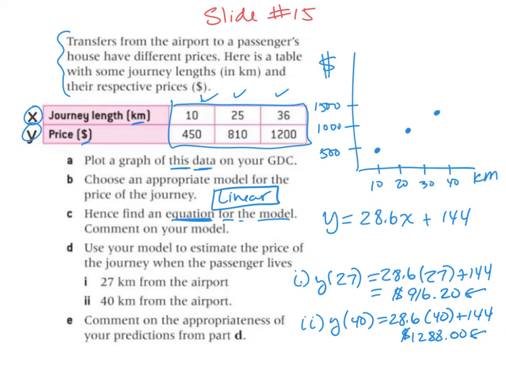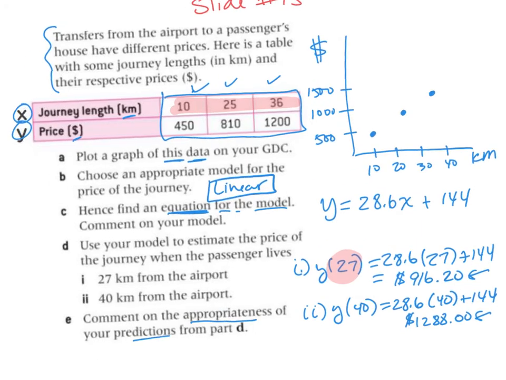And then letter E says, comment on the appropriateness of your predictions from Part D. So notice that when we use 27, that does fall within the interval of our domain values, right? So you would say something like, it's appropriate for the, let's see, you comment on your predictions Part D. So for 27 kilometers, let me see if I can make some more room for us here.